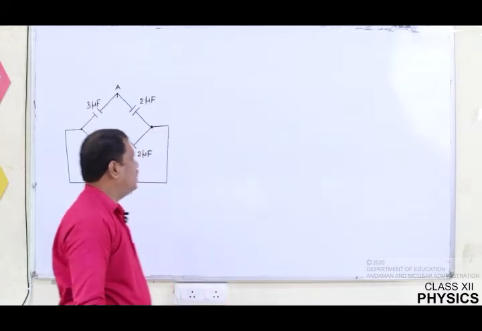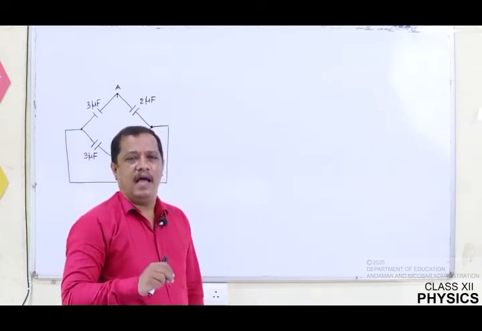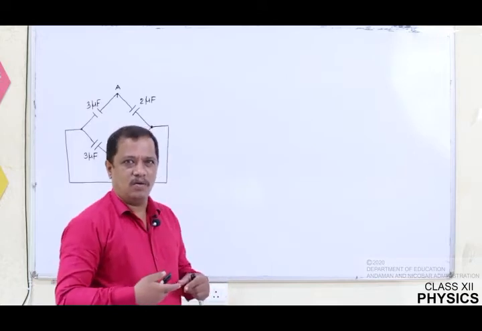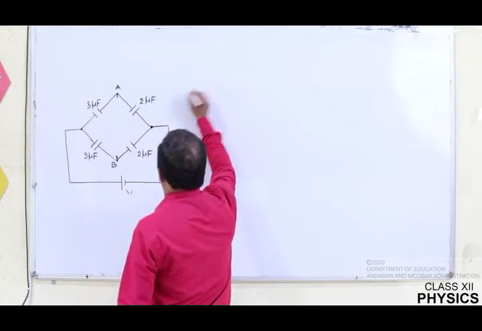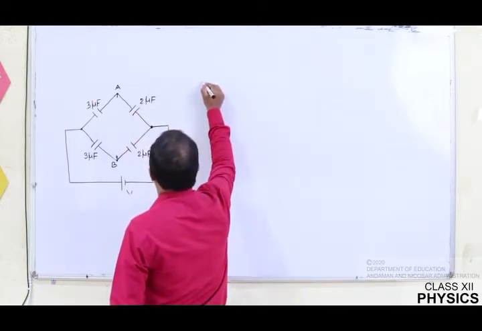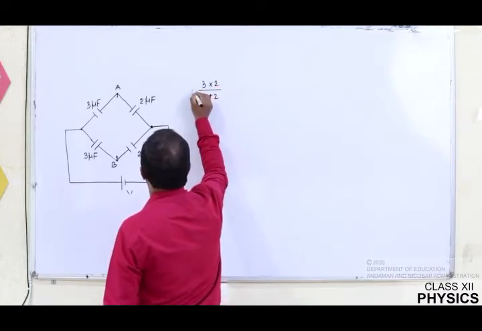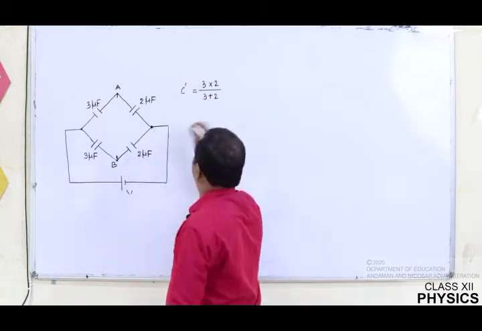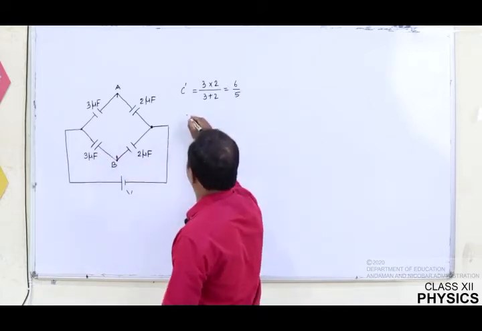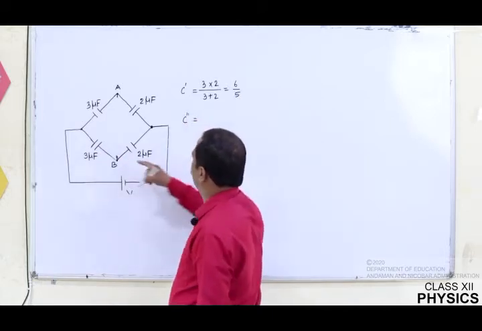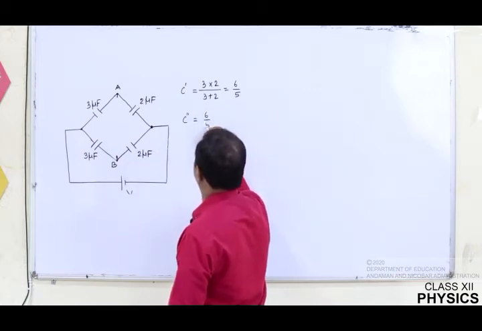I am going to solve this problem in two ways, and I will use this concept to solve one more problem. So the first is, see please, these two are in series. So for the top one, it will be 3 into 2 divided by 3 plus 2 for series effective capacitance. Let me say this is C dash, and this will work out 3 into 2, 6 upon 5. What about this one? Let me say C double dash. These two are in series, so 3 into 2, it will be the same, so this is going to be 6 by 5.